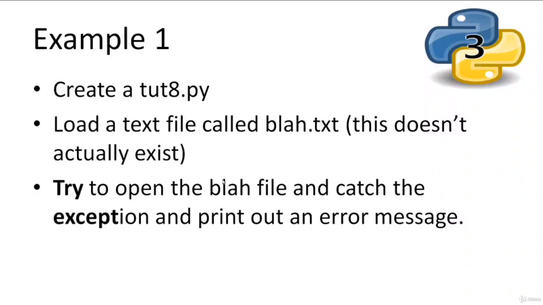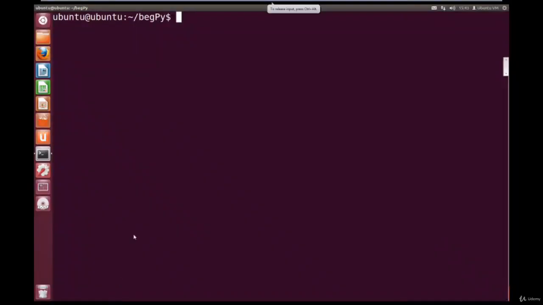Example 1. Create a tut8.py and load a text file called blah.txt. This doesn't actually exist. Try to open the blah file, catch the exception, and print out the error message. Okay, we're going to do that.